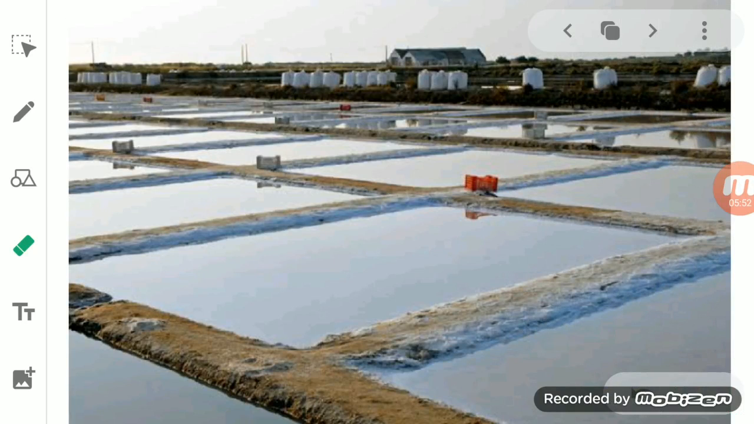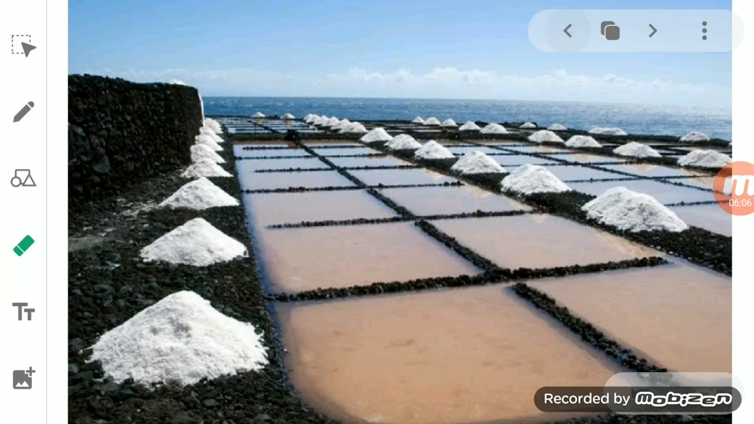Now see here, the water is placed and you can see this water is exposed to sunlight, due to which the process of evaporation takes place. We can understand the process with the help of an example, and that is the separation of common salt from water.